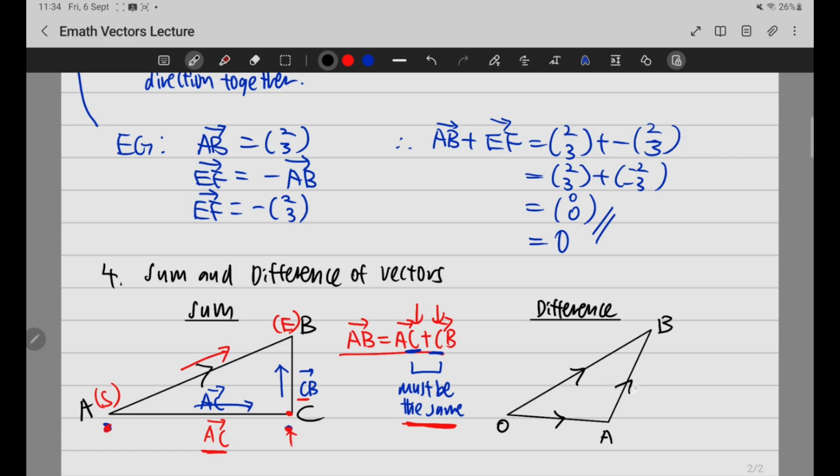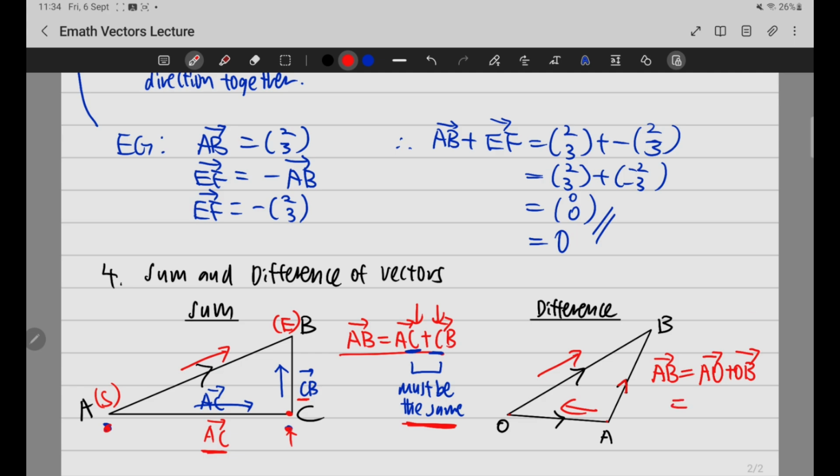Now, if I want to go from A to B, I can go from A to O. So I can go from here to here, and then from here to here. So I can go from A to O and then O to B. Agree? This is still using addition of vectors.